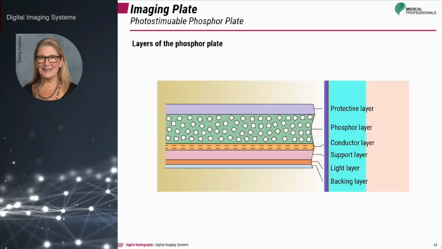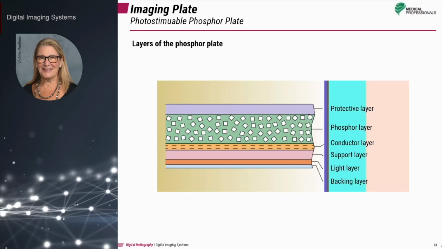So here we see a picture of a photostimulable phosphor plate and the layers. A plate is approximately 1 millimeter in thickness, and it's made of several layers, which are very similar to an intensifying screen that's used in film screen radiography. The protective layer is made up of a thin, clear layer of plastic that's used to protect the phosphor and to improve the signal to noise ratio. We see that here on the top.